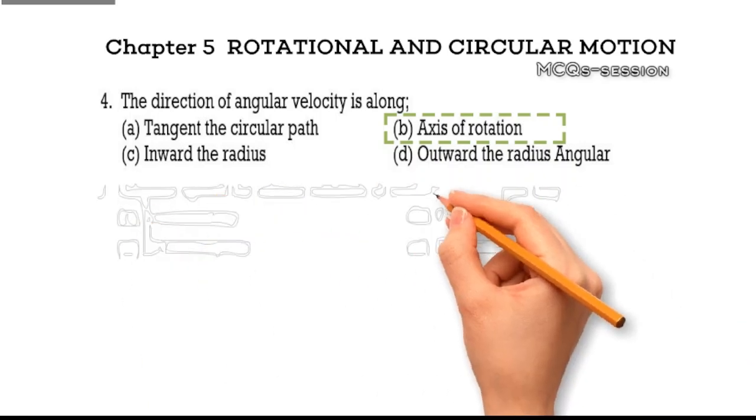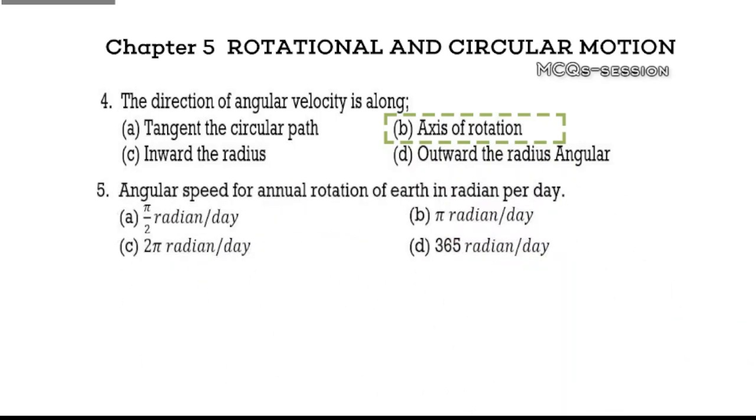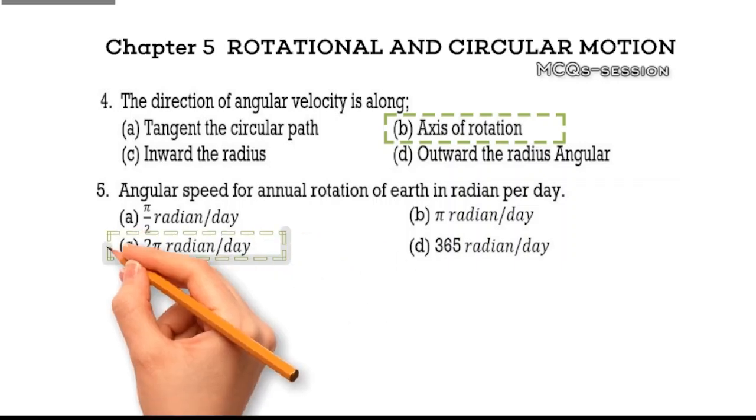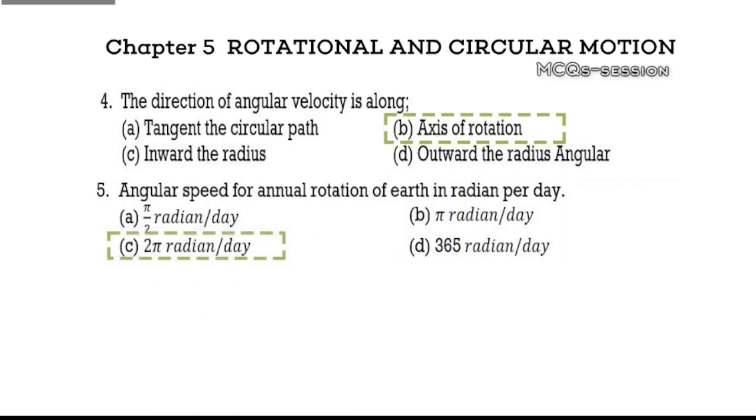Question 5. Angular speed for the annual rotation of Earth in radians per day is A. Pi divided by 2 radians per day, B. Pi radians per day, C. 2 pi radians per day, D. 365 radians per day. Pause the video and think. The answer is C. 2 pi radians per day.